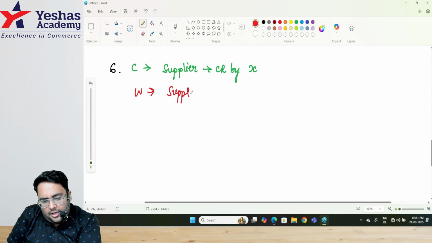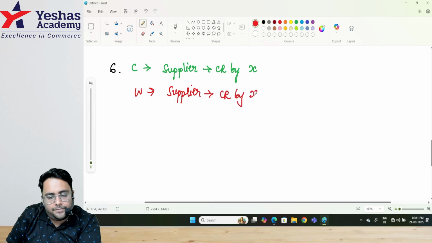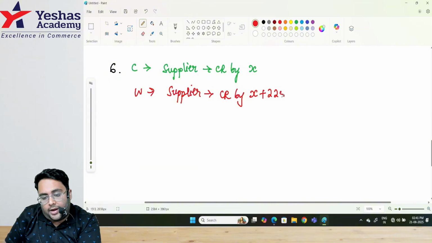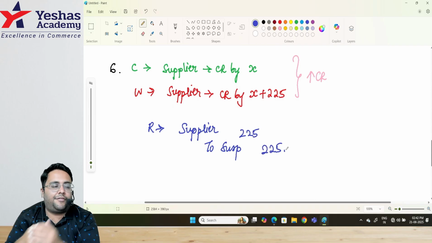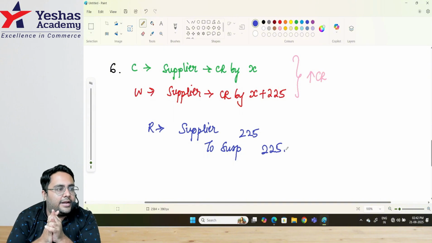But what have they done wrongly? Your supplier account is credited by how much? Overcast or undercast? X plus 225. Creditor account has been over credited. What will be your rectification entry? It has been over credited, so now you should debit the account. Supplier account debit to suspense account, 225.